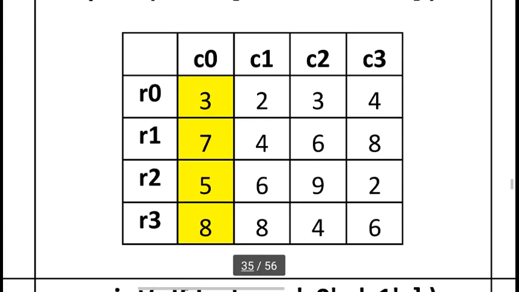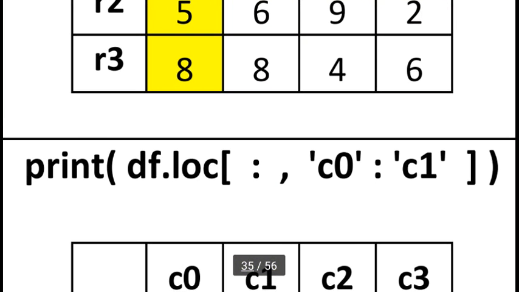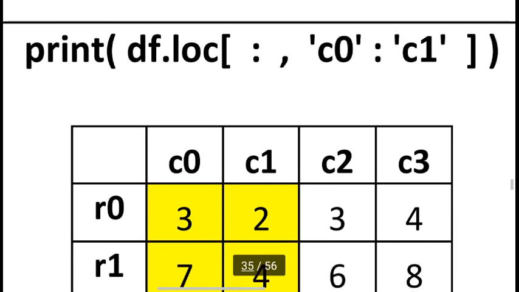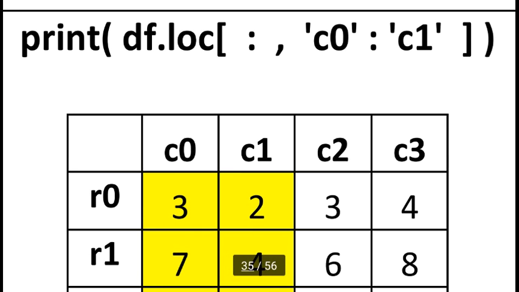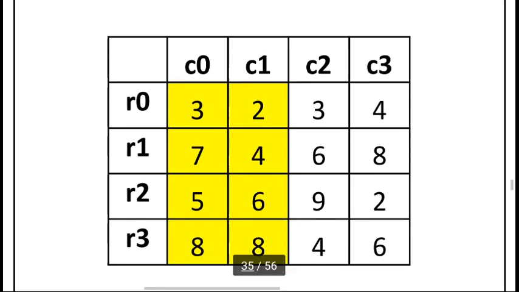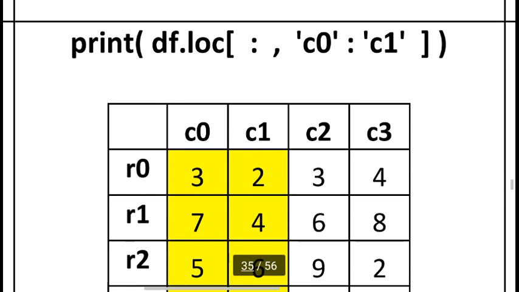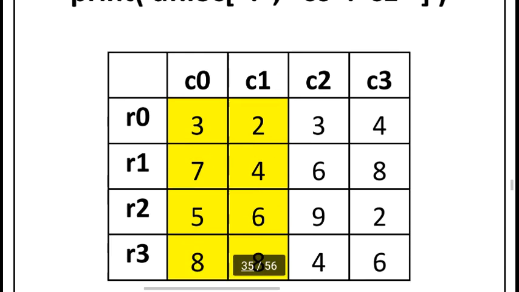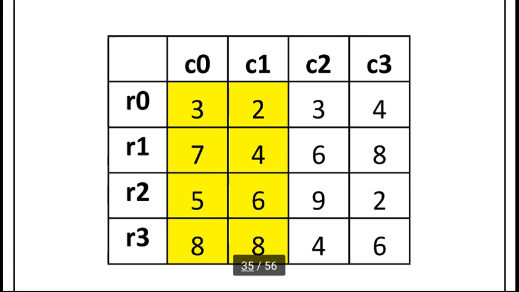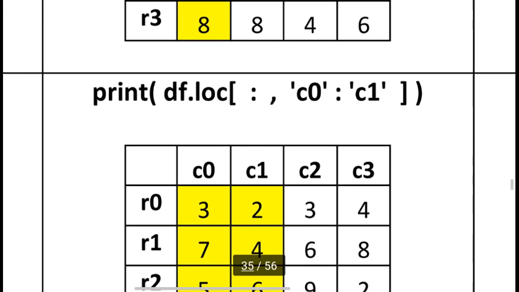Okay, suppose I am using df.loc colon comma C0 colon C1. You can see we start from C0 and stop at C1, so here there are two columns. df.loc colon means all the rows of C0 to C1. So you can see 3, 7, 5, 8, 2, 4, 6, 8. So we can also select our desired columns, more than one column, using a slice operation.